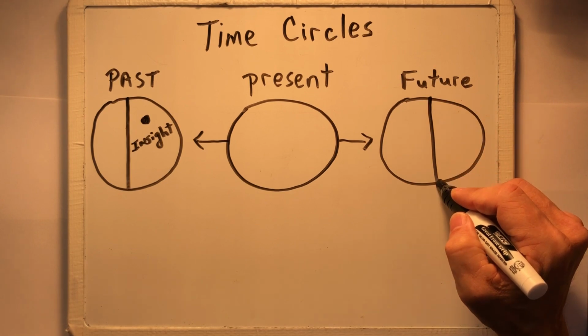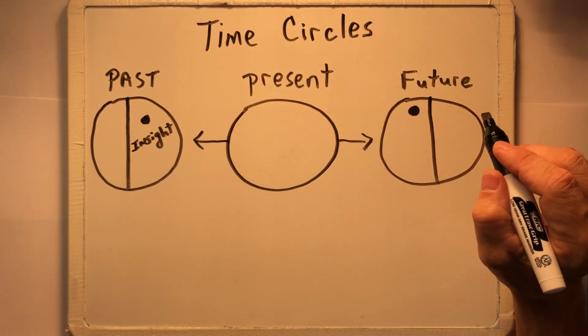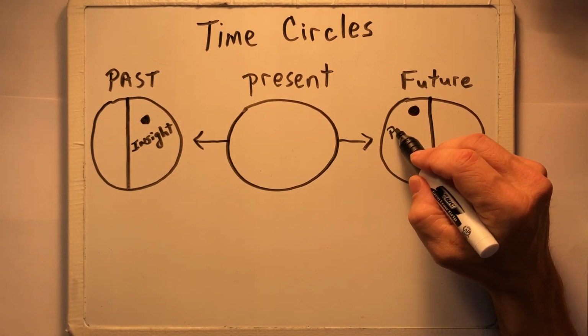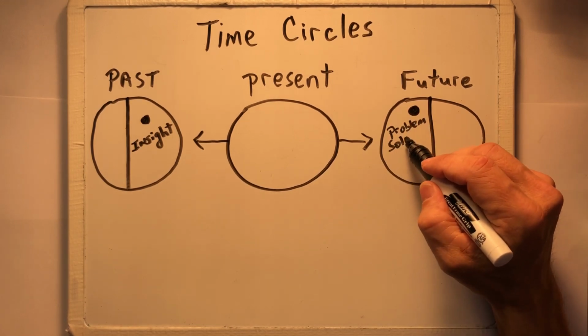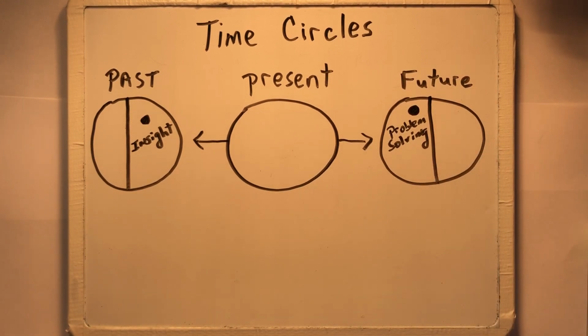Similarly, we may think about our future. We may, for example, try to figure out how to accomplish a particular task, and we may engage in problem solving. We may try to figure out what we need to do and how we can successfully accomplish the task. We only momentarily visit the future, and then we bring ourselves back to the present. So visiting either of these circles can be helpful and allow us to function better in the present.